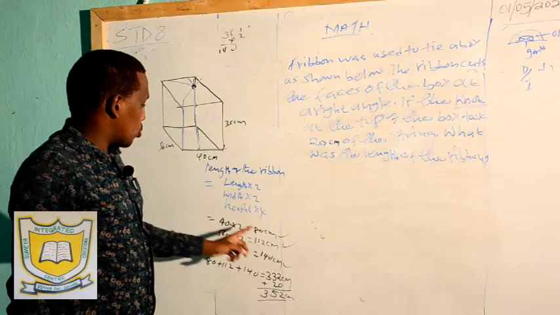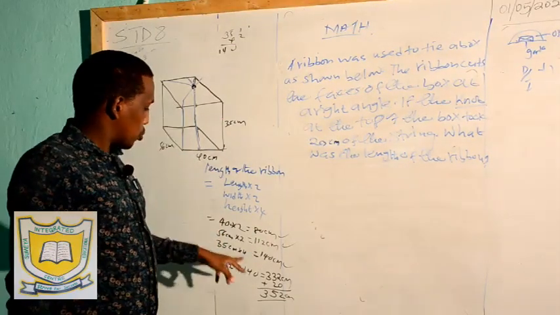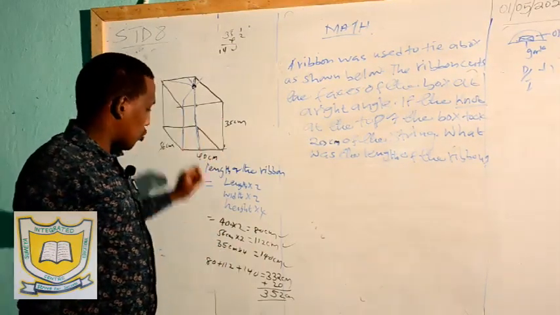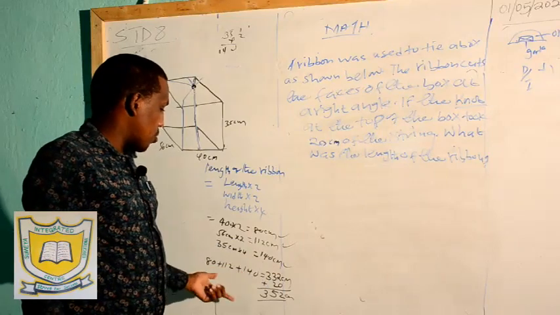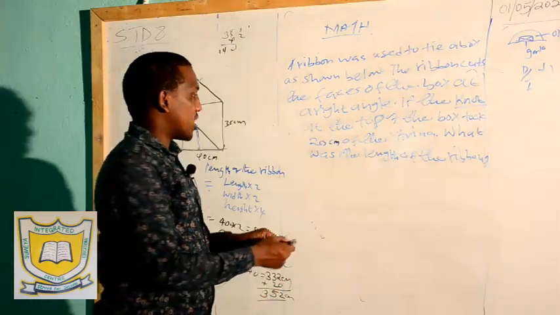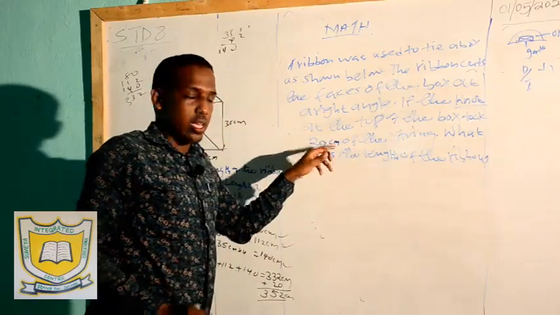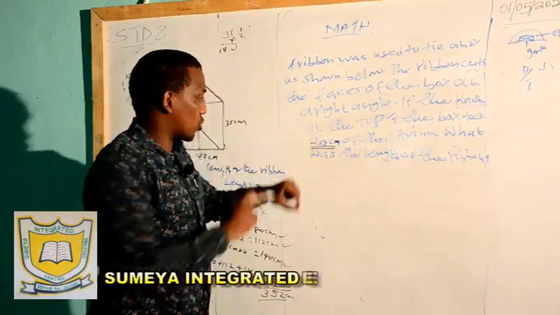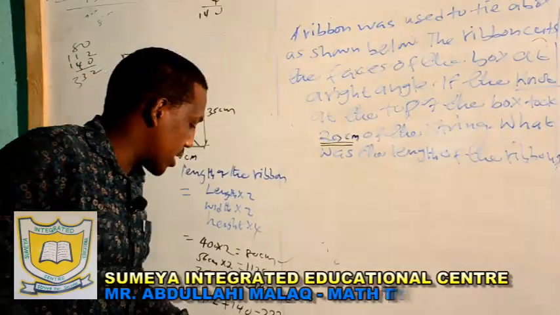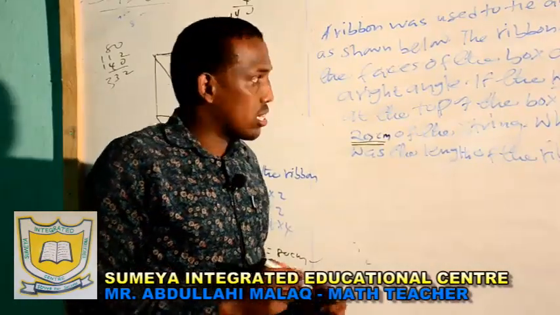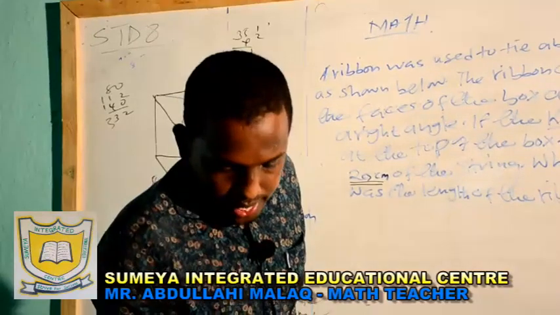So 40 times 2 is 80, 56 times 2 is 112, 35 times 4, the height, is 140. When you add, you get 332 plus, please learners, do not forget the length of the knots. So you add plus 20, that is the length of the knot. So you get 352. That's how we get it.